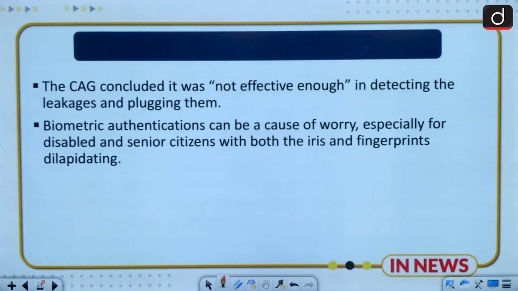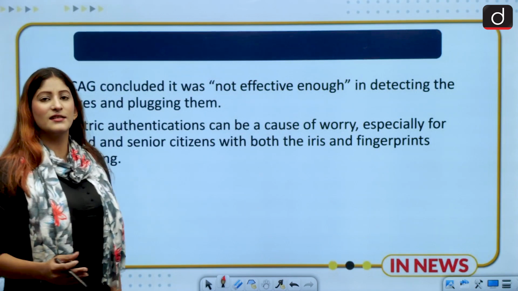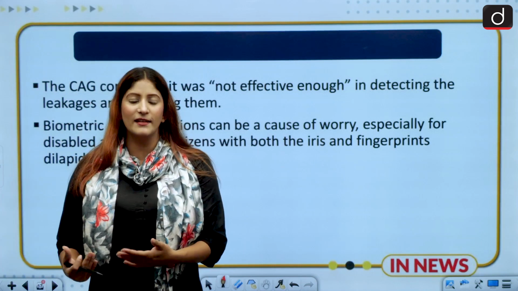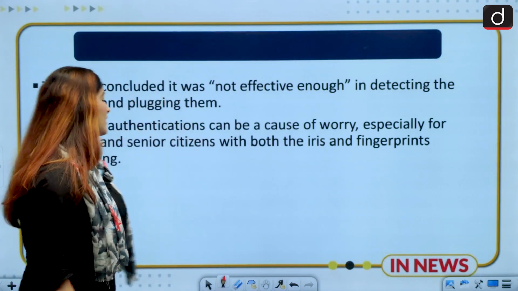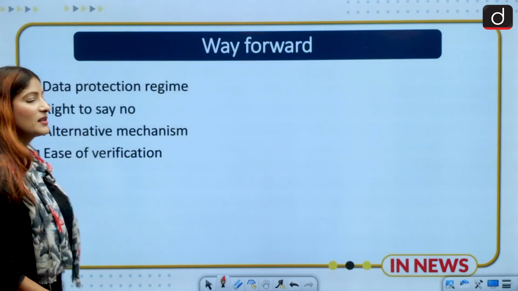Now, biometric authentications can be a cause of worry, especially for senior citizens, because their iris scan and their fingerprints deteriorate with age. So these are the many things. Now, what can be done as a way forward?